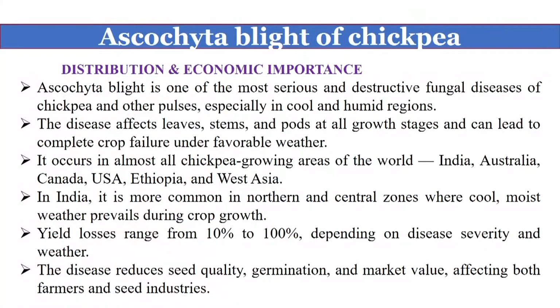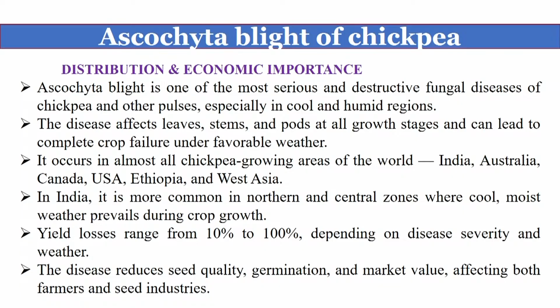Dear learners, the next disease is Ascochyta blight of chickpea. Basically it causes heavy loss in the chickpea plant, and Ascochyta blight is one of the most serious and destructive fungal diseases of chickpea and other pulses as well, especially in cool and humid regions. The disease affects leaves, stems and pods at all growth stages. It can also lead to complete crop failure under favorable conditions.